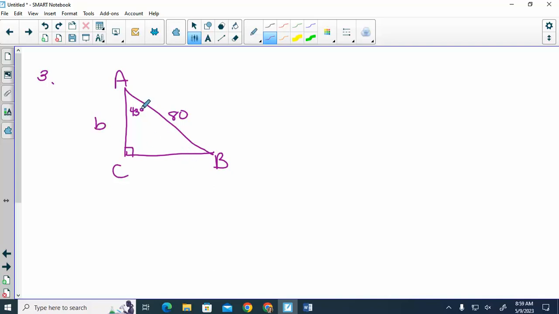So since it's a right triangle, we can just do SOHCAHTOA. From this angle, B is the adjacent and 80 is the hypotenuse. So adjacent and hypotenuse, that would be cosine. Cosine 43 equals the adjacent side B over the hypotenuse, which is 80.